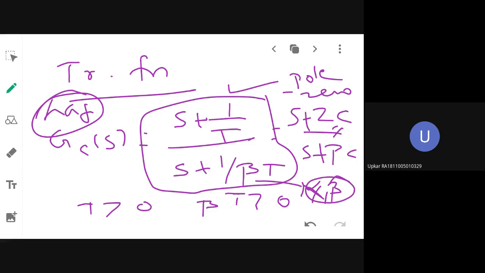ZC is your zero and PC is your pole. So if you equate these two equations, ZC will be equivalent to 1 by T and PC will be equivalent to 1 by beta T. And if you compare, T will be greater than 0, beta T will also be greater than 0. Because of this only, the pole is located very close to the origin.